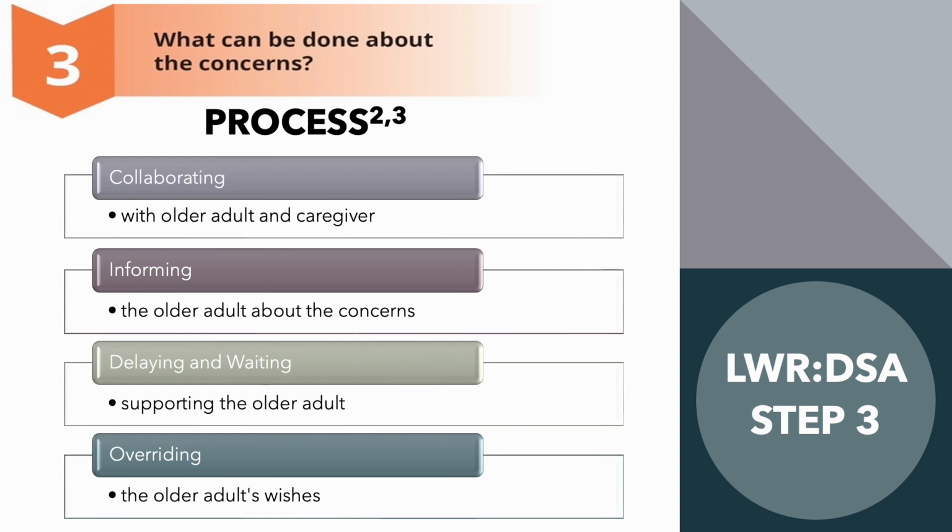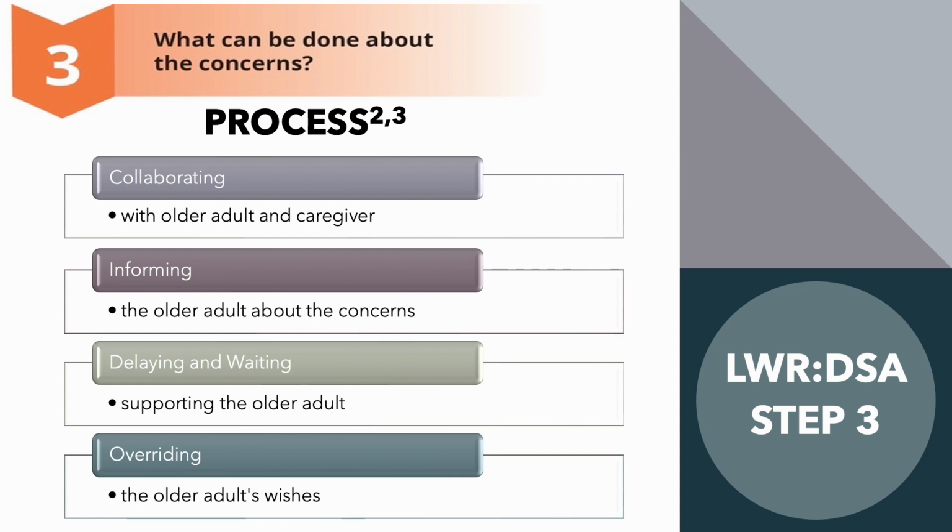What is the process in risk management? The clinicians in the initial study of this approach wanted to mitigate the risk in collaboration with the older adult and, where possible, their caregiver. At the very least, they felt it was their professional responsibility to inform the older adult of their concerns.